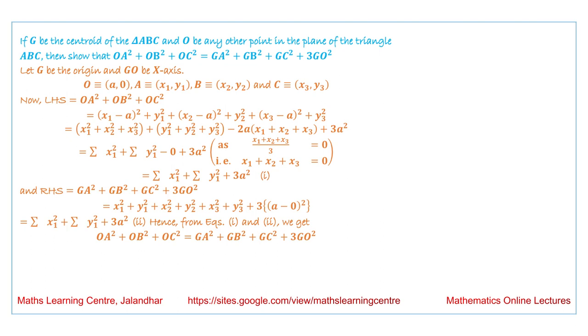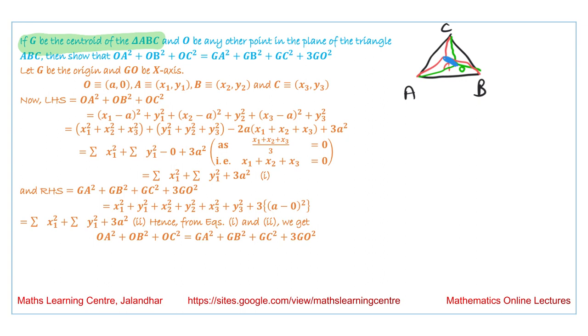Next is, if G is the centroid of triangle ABC and O is any point in the plane of the triangle, we have a triangle ABC, and G is the centroid of this triangle and O is any point in the plane, then we have to show that OA square plus OB square plus OC square is equal to GA square plus GB square plus GC square plus 3 times the distance between G and O square. This result we have to prove.